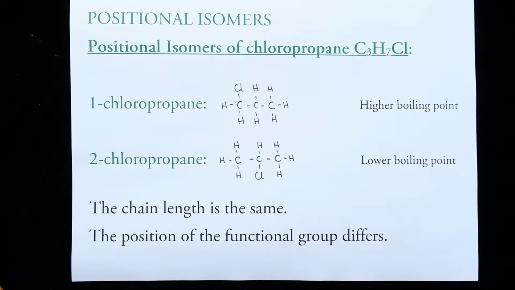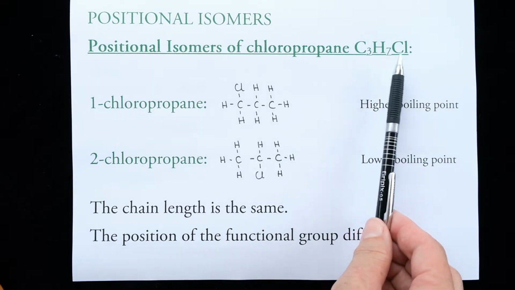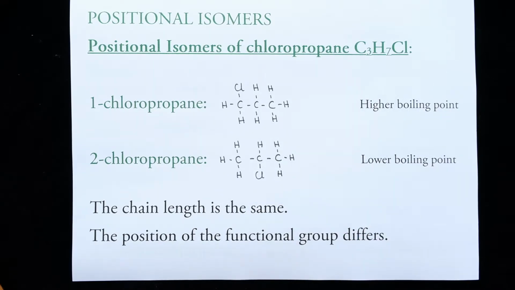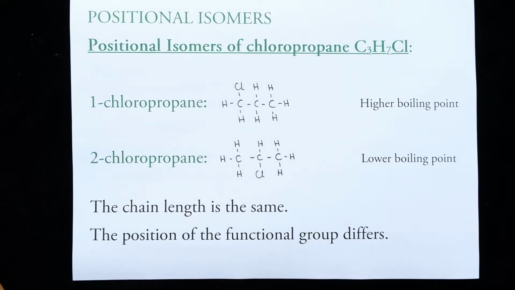Now we're going to look at positional isomers. Positional isomers have the same functional group and the same chain length, but the position of the functional group is going to change. The example that I'm using is chloropropane. 3 carbons, 7 hydrogens, and a chlorine. The chlorine is the halogen, so I am going to change the position of the halogen.